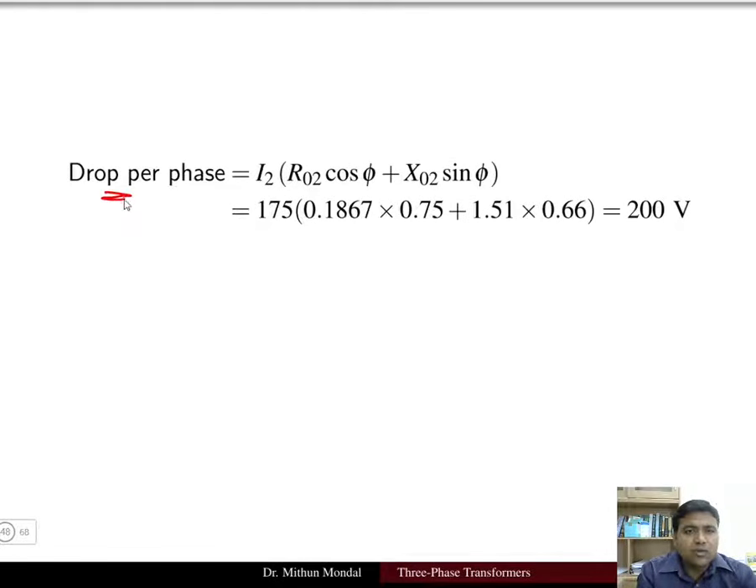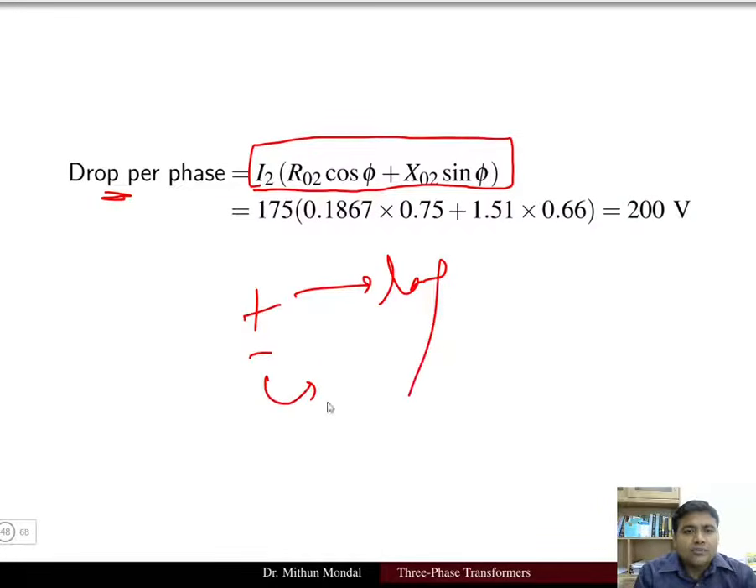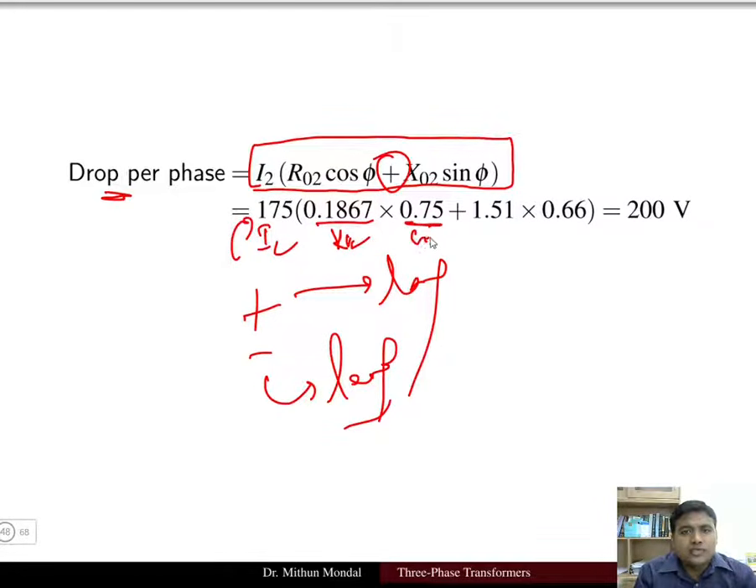Then the drop per phase formula is basically I2 times (R02 cos phi plus X02 sin phi). So the plus or minus sign is plus for the lagging load and negative for the leading load. So here you have a plus sign because of the lagging load condition. So you just substitute the value of the current I2, which is 175, R02 is equal to 0.867, power factor cos phi is 0.75, and correspondingly sin phi, and X02 we have obtained, so we get the value of 200 volt as the drop per phase.